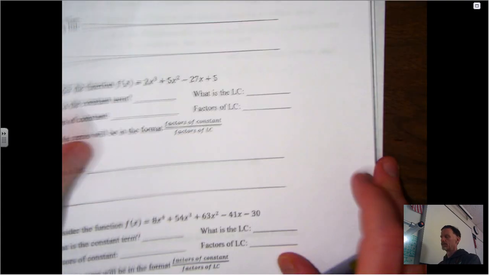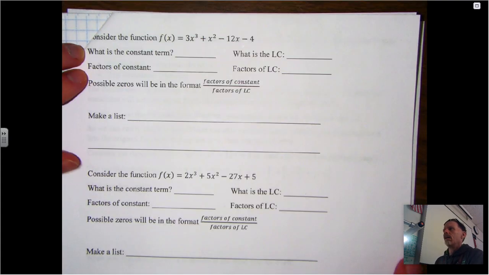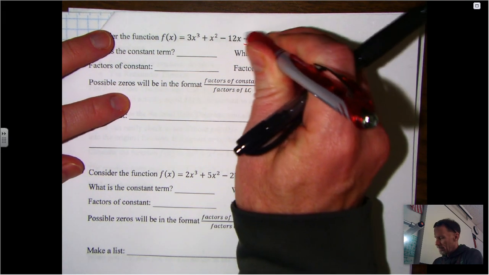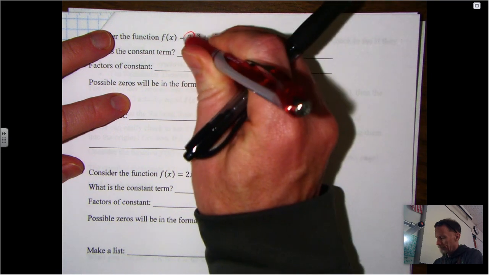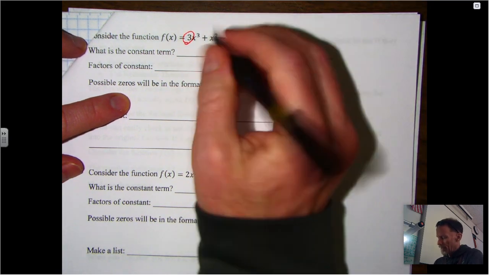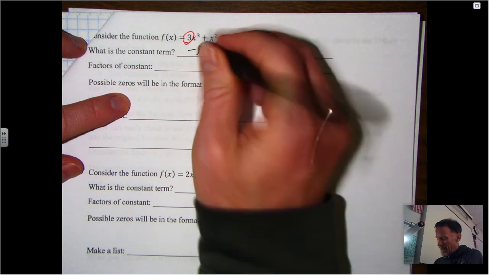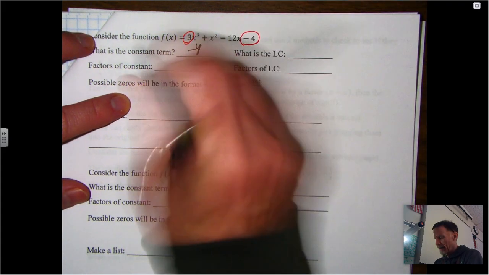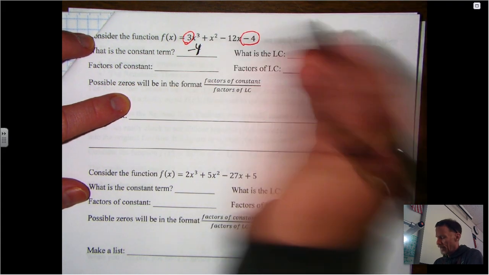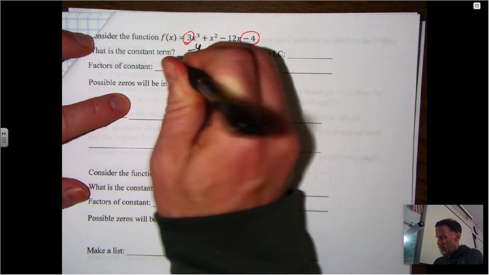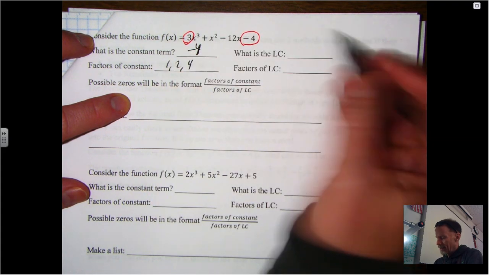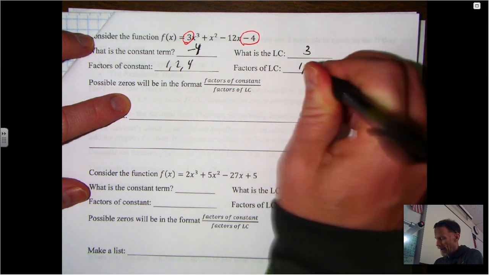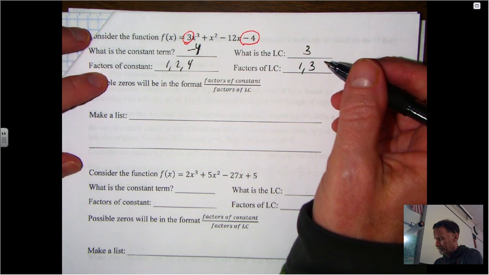So let's take a look at them. So again, remember, the only thing we need is the constant and the leading coefficient. In this case, my constant is -4. The sign really doesn't matter because they're all going to be plus or minus anyway. So this is just kind of more for your information. So the factors are 4, 1, 2, and 4. The LC in this case is 3. So we got a couple extra ones here. So we got 1 and 3 for the factors of the leading coefficient.